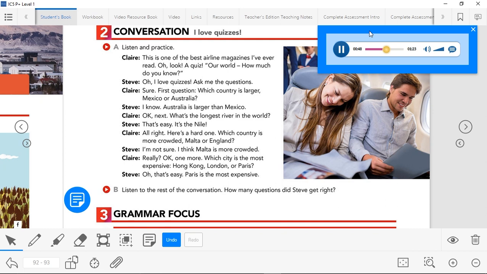Malta is more crowded than England. So I got it right? I remember hearing that Malta is the most crowded country in Europe. And finally, you said that Paris is the most expensive city. Yeah. And it is, right? Sorry, Steve. Actually, Hong Kong is the most expensive of the three. Really? Wow. I guess I didn't do so well. 2 right, but 2 wrong. No, come on. You did okay.